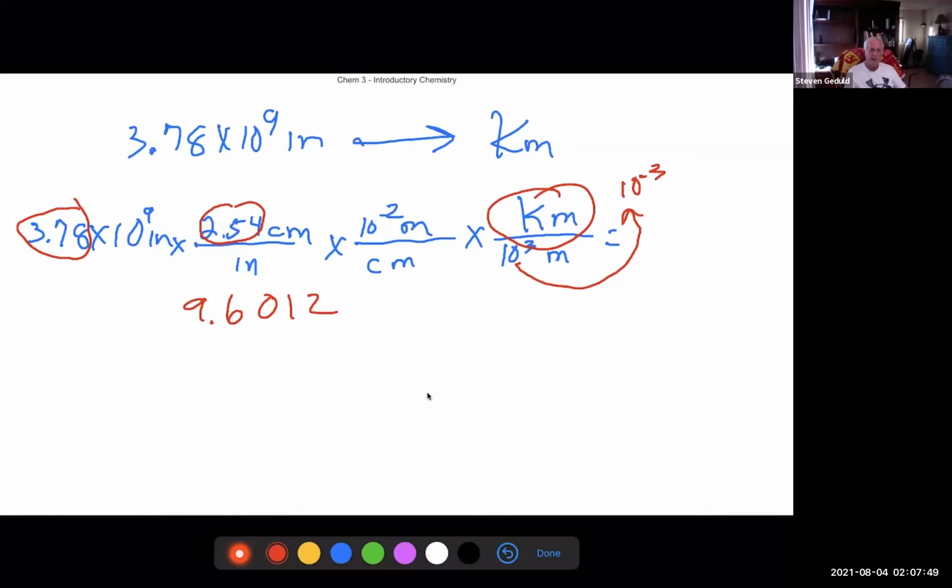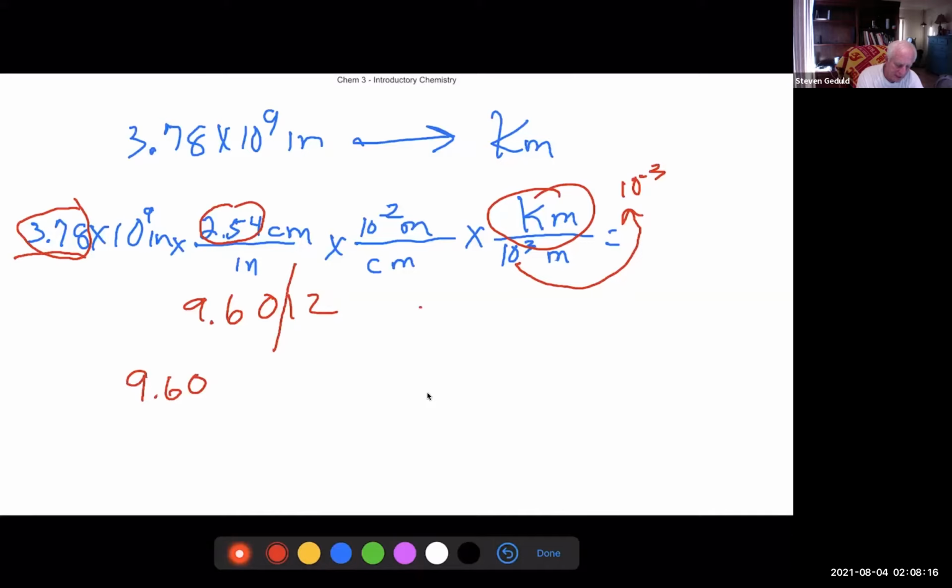Okay. And these conversion numbers are considered exact numbers. So 2.54 is not a measured value, it's a conversion value. So our only measured value is 3.78. So we're good to 3 significant digits. So it's 9.60. You can't leave a 0 off because it is significant. It's a measurement that we have achieved, an accuracy.